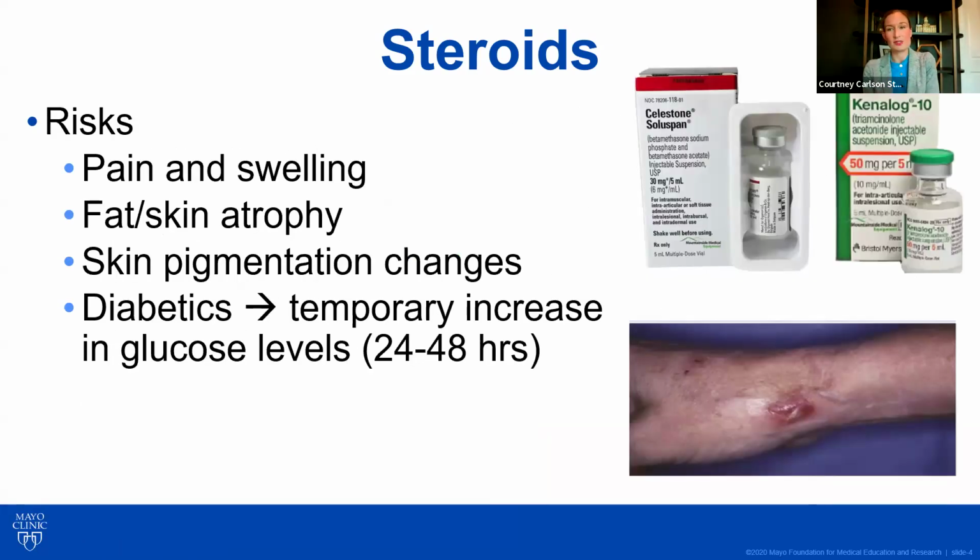One consideration that you should always counsel patients on prior to giving anyone a steroid injection to their upper extremity is some potential side effects from steroid injections. Particularly, they may have a temporary increased risk of pain and swelling following steroid injections. Again, patients can have this risk of getting fat or skin atrophy, particularly if you're injecting in a subcutaneous area. They could also get skin pigmentation changes, again, particularly if you're injecting in a subcutaneous area. Then, of course, if you have a patient with diabetes, it's really important to counsel them that they may have a temporary increase in their glucose levels for up to 48 hours after the steroid injection.